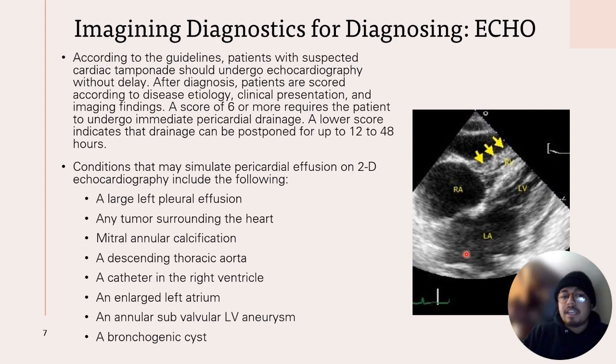So conditions that may simulate a pericardial effusion on a 2D echo include the following, and here they are: large left pleural effusion, any tumor, a mitral annular calcification or stenosis of those valves, descending thoracic aorta, a catheter in the right ventricle, a large left atrium, subvalvular left ventricular aneurysm, and a bronchogenic cyst.